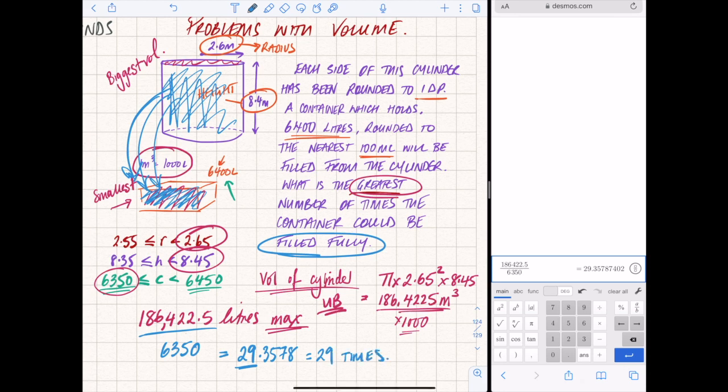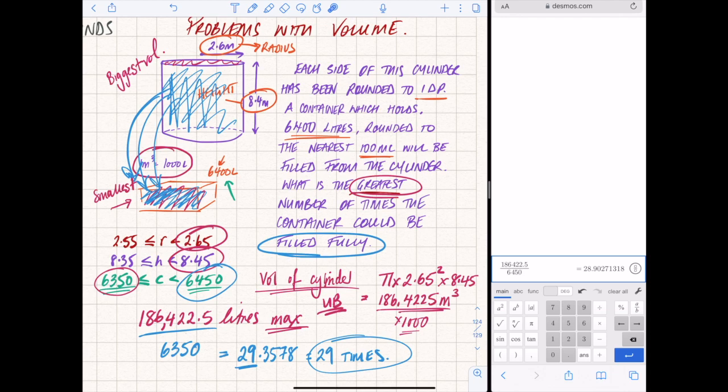Now, just to show you what I mean about the upper bound of the container, the answer for this question is 29 times. If I was to change the volume of the container to its upper bound, 6,450, you can see there it changes it to 28.9 times, which means I can actually only fill it up 28 times. So when you choose the upper bound of this value and divide it by the upper bound of this value, we end up with a smaller number.